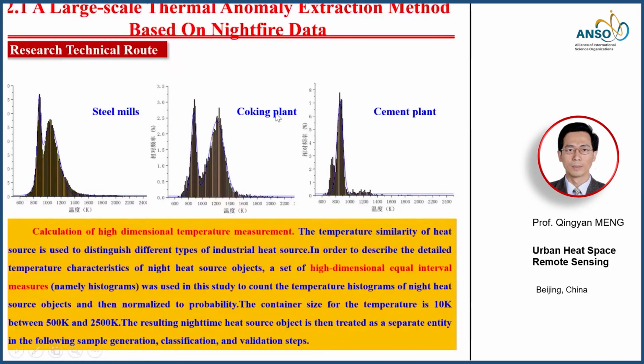Okay, this is the research: the steel mill, the coking plant, and the cement plant. To calculate the high dimensional temperature measurement, the temperature similarity of the heat source is used to distinguish the different types of industrial heat source, in order to describe the details of the temperature characteristics of the night heat source object. A set of high spatial interval measures was used in the study to count the temperature histogram of the night heat source object, then normalized to probability, and the bin size for the temperature is 10K.